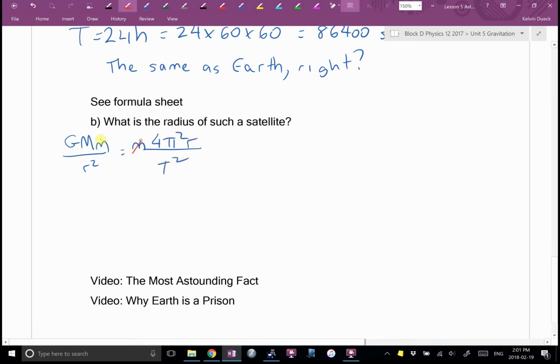They don't need to tell me the mass of the satellite, although they could. Sometimes I will in the questions, sometimes I won't. What are we trying to find? Does an r cancel this time? No. Someone said yes, someone said no. This is the most common mistake.